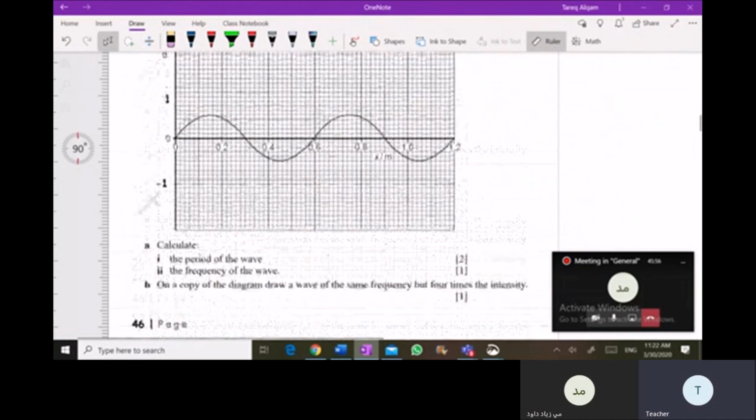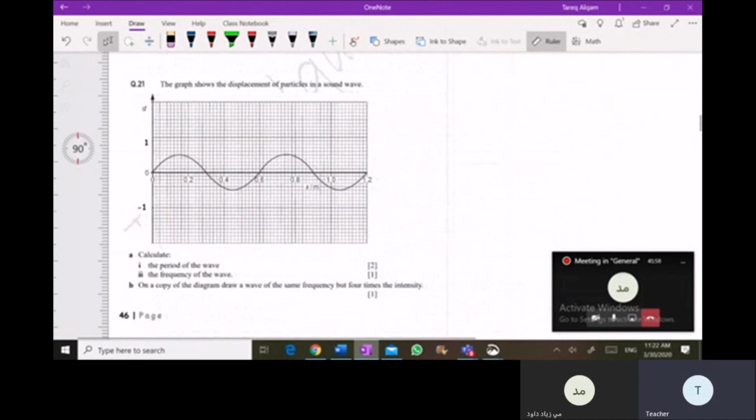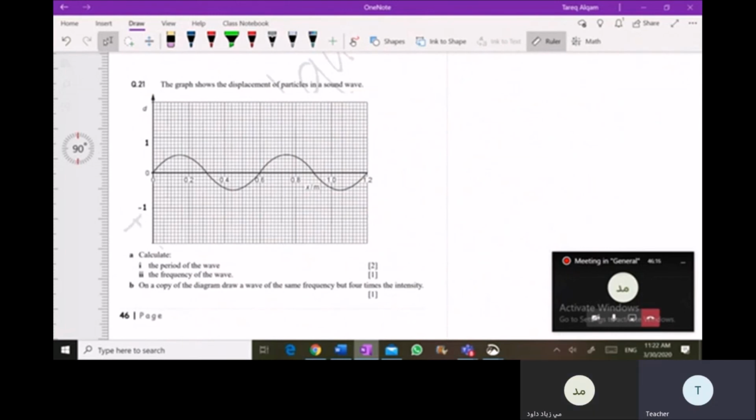Okay. Can you go to page 46? Okay. Here we are given a wave. We are asked to calculate the period, and we are asked to calculate what? The frequency. Of course here, this is displacement versus distance. Displacement versus distance. And we are asked to find what? The period.